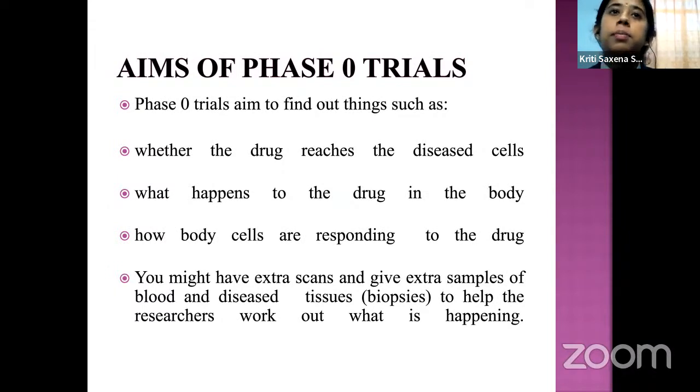So here in phase 0, we calculate how much amount of a drug is actually reaching the disease cells. What happens to the drug in the body, as many drugs undergo metabolism or some destruction because of the enzymes present in the body. How body cells respond to a drug, because every drug has a different response in different anatomies and physiologies. We perform blood tests and disease tissue biopsies to check this. Next slide.